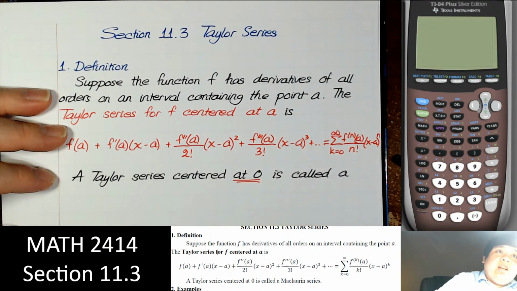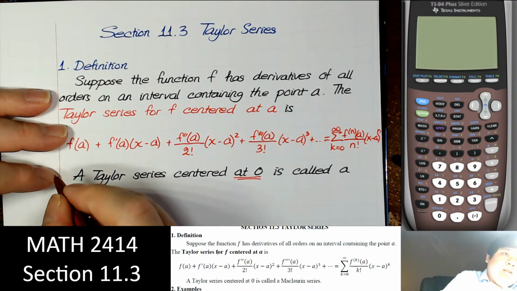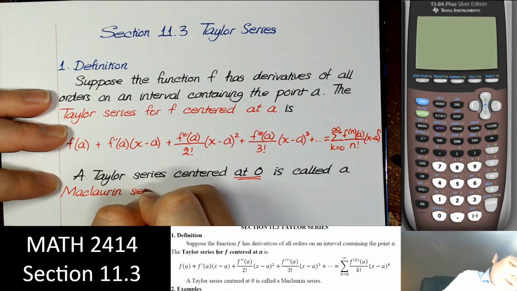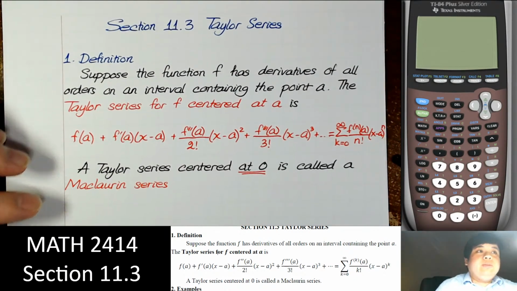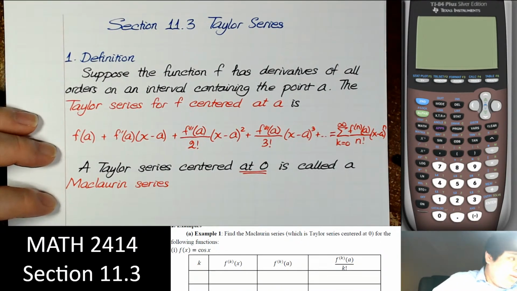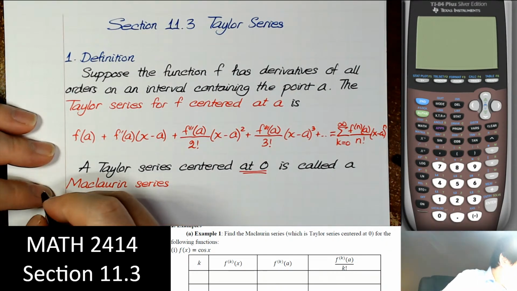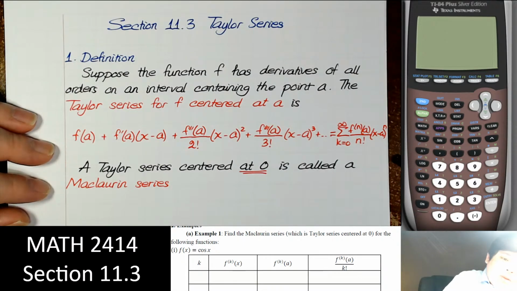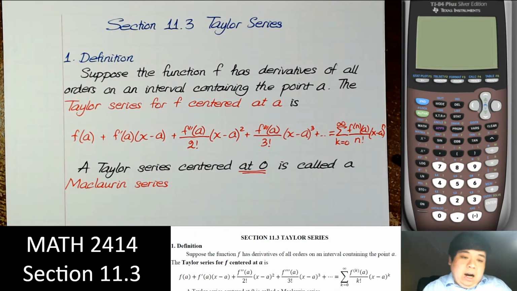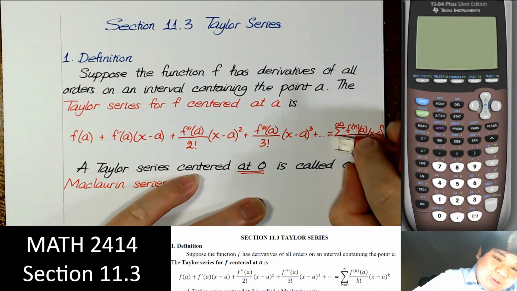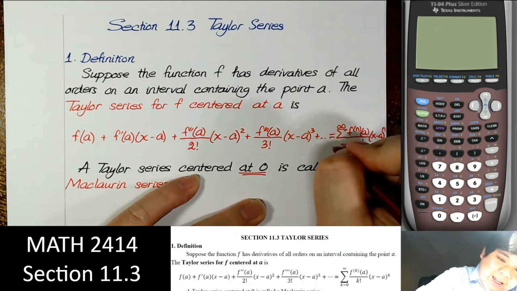So when it's centered at 0, it's called a Maclaurin series. It doesn't matter though. But if we use all the n, so let's use n.